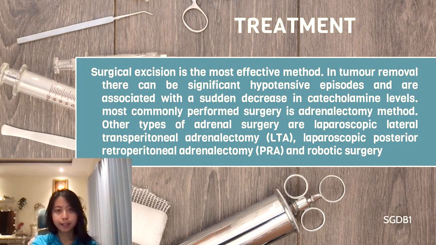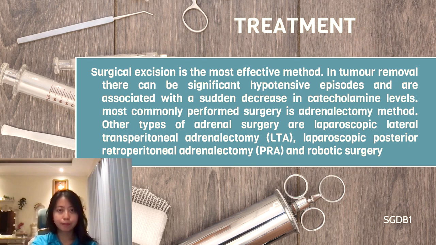Treatment. Surgical excision is the most effective method for treating pheochromocytoma. After tumor removal, there can be significant hypotensive episodes associated with a sudden decrease in catecholamine levels. To achieve minimal intraoperative risk, appropriate preoperative medical treatment is required to block the effects of catecholamines at least 10 to 14 days before surgery. Adequate preoperative alpha blockade has been shown to reduce the percentage of perioperative complications to less than 3%.